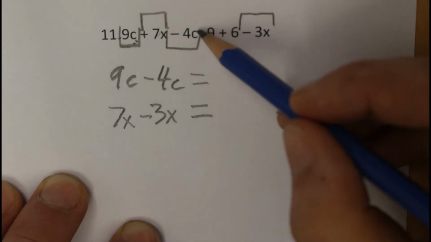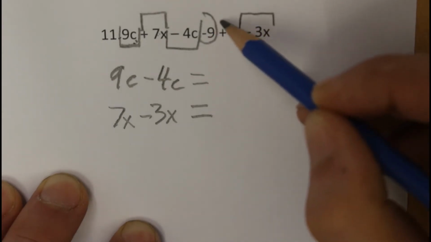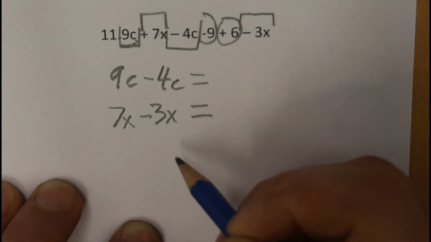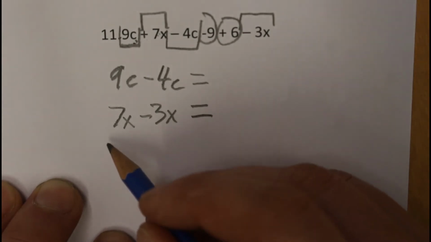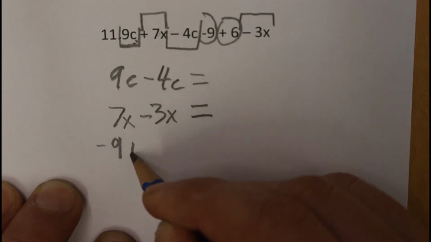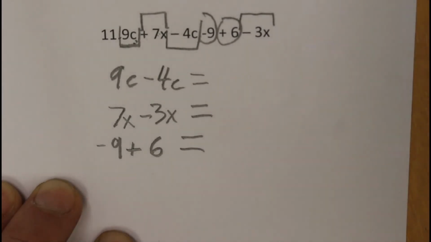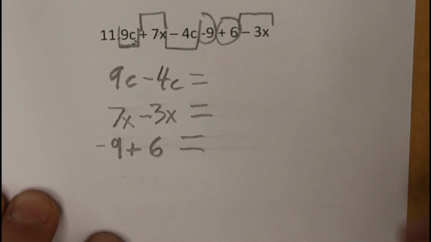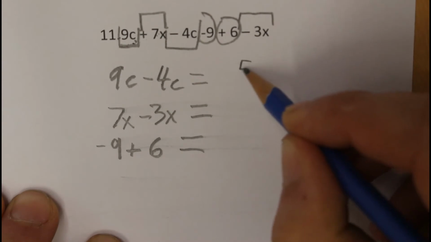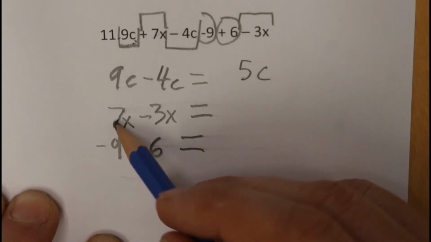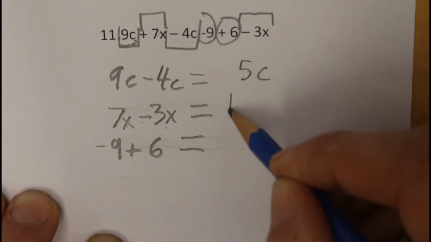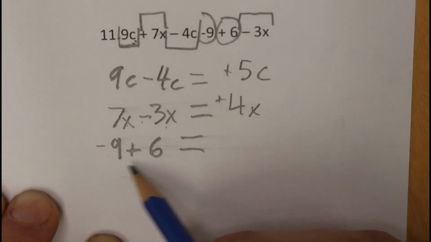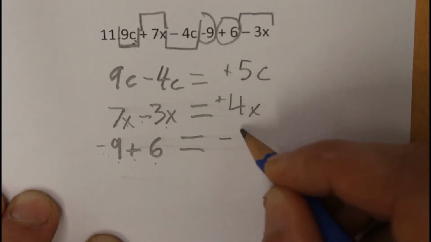And then finally we've got the whole numbers. We've got negative 9 plus 6. You can write that in any order. You could do 6 take away 9 or negative 9 plus 6. Really up to you. I'm going to do negative 9 plus 6. Okay, so now we're going to find all the answers to this and then put it together as one full equation. So 9c take away 4c equals 5c. 7x take away 3x equals 4x. So these are all positives. And then negative 9 plus 6 equals negative 3.